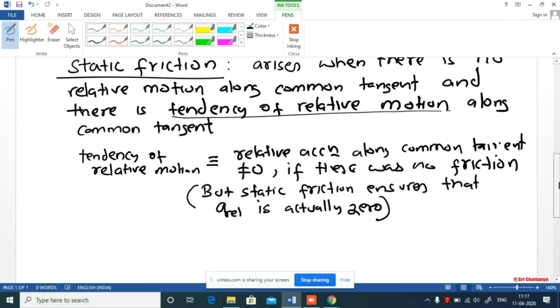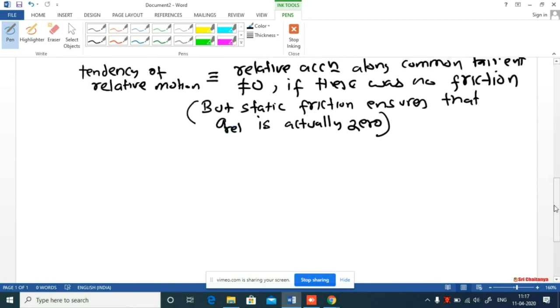Now static friction, unlike kinetic friction, which was a constant force, is not a constant force. So we'll write: static friction is a self-adjusting force.